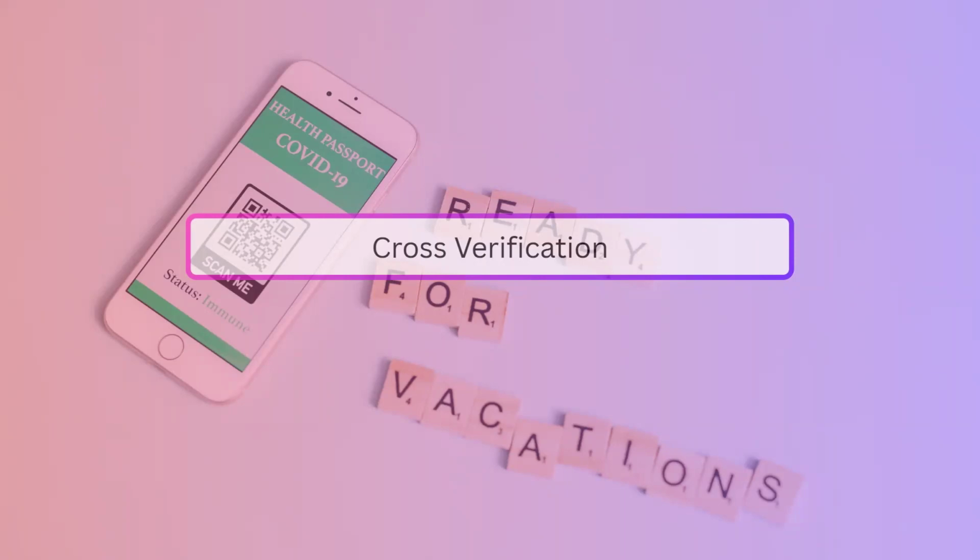Thank you, Milan. So now we have come to the part that is verification. We have come to cross verification. So first, what is cross verification?